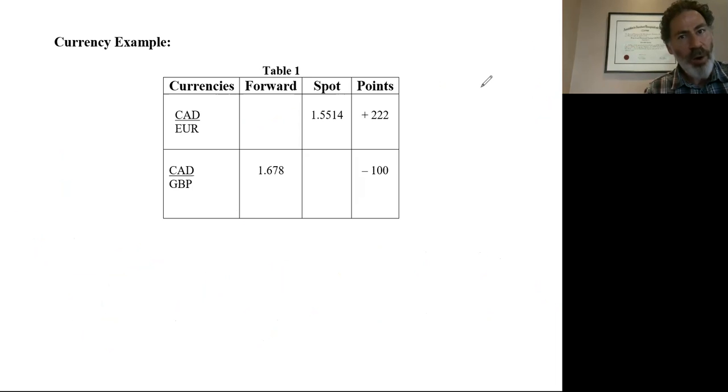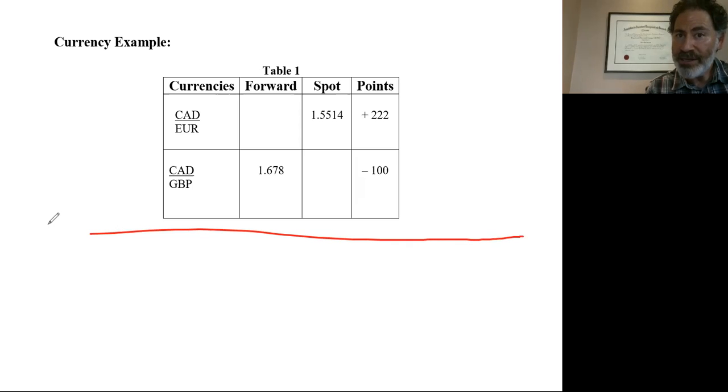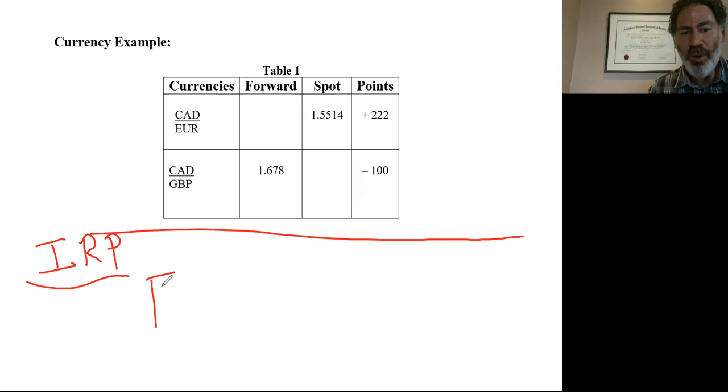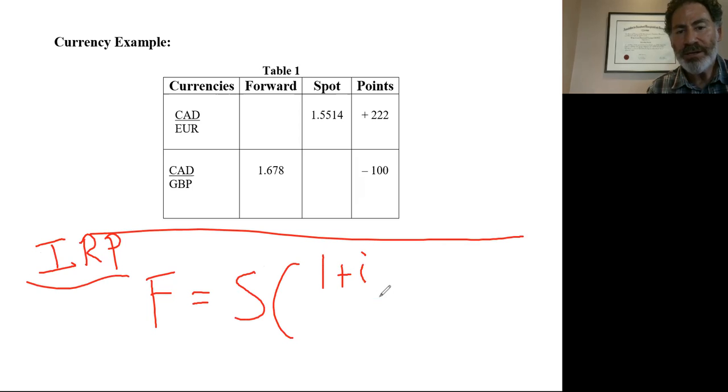Just while we're here, it wasn't asked, but I'm going to put it up here anyway. This is not related, but it's another concept referred to as interest rate parity, IRP. Another relationship you'll see is that the forward is equal to the spot adjusted by 1 plus the interest rate over 1 plus the interest rate.